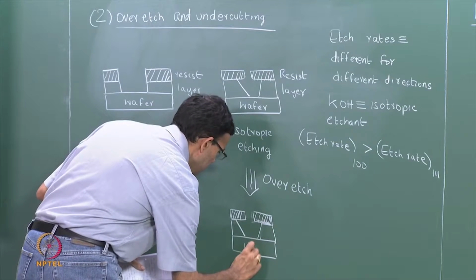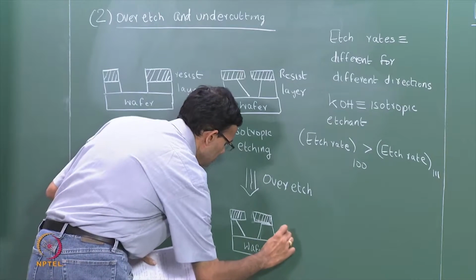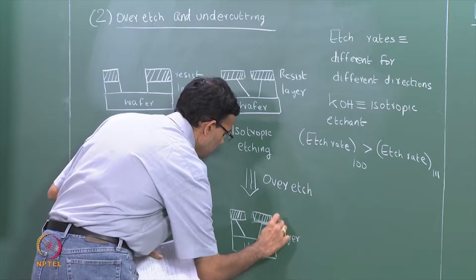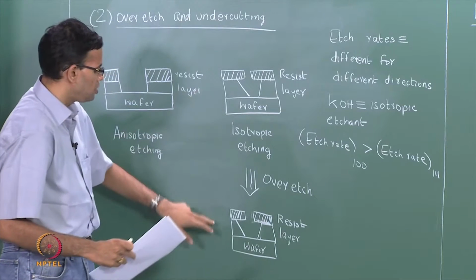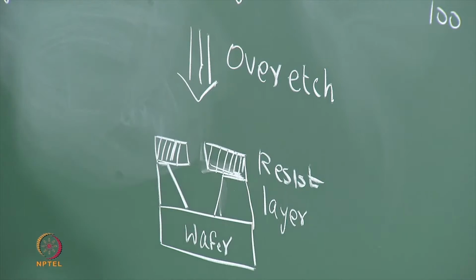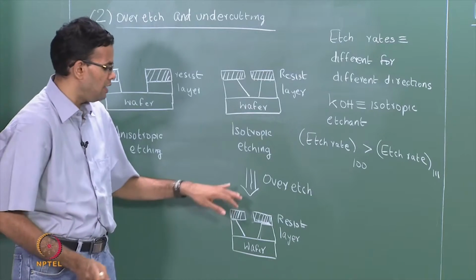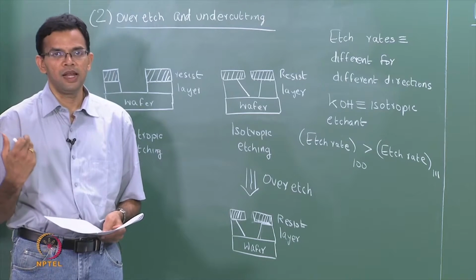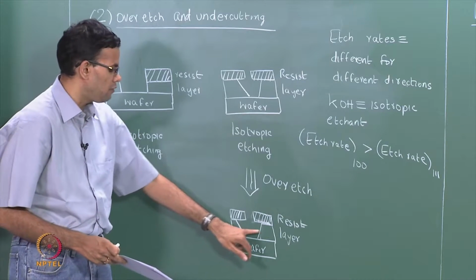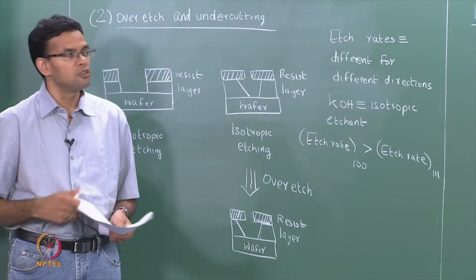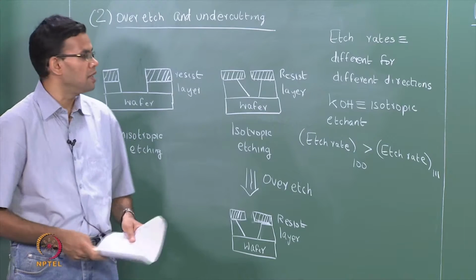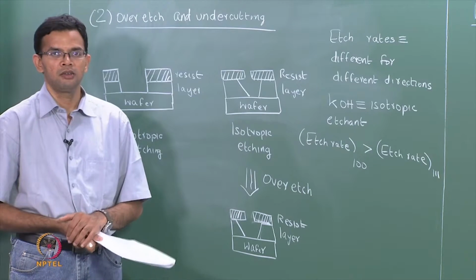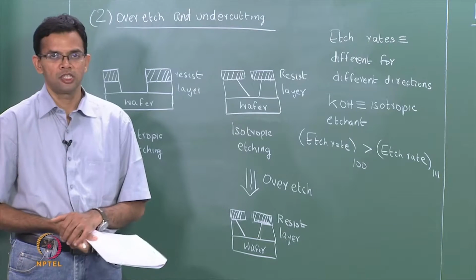So again this is the wafer, this is the layer, that is the resist. So comparing these two, we have more material being removed from the sides, and ultimately if you over etch a lot, you can even have the resist layer completely lifting off because there is insufficient material below it. So one problem is an incomplete etch where you etch for a shorter time. On the other hand, for an isotropic etching, you can end up having an over etch.